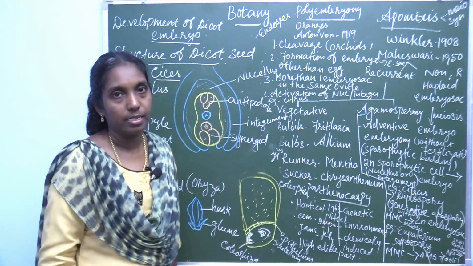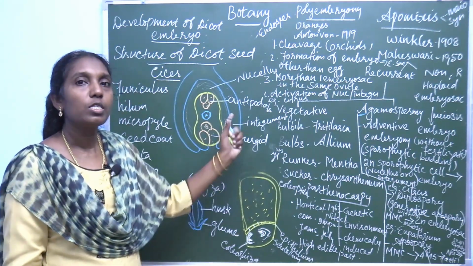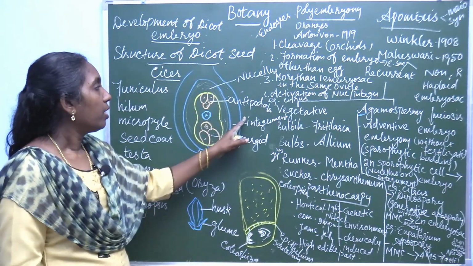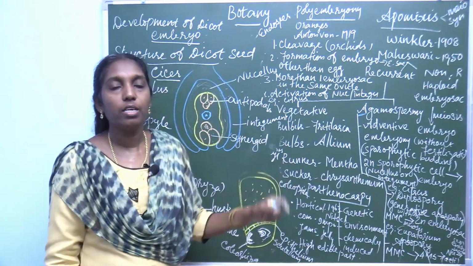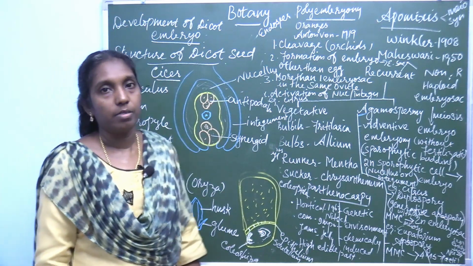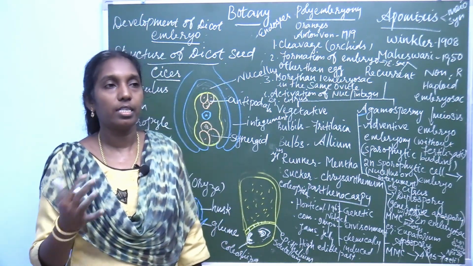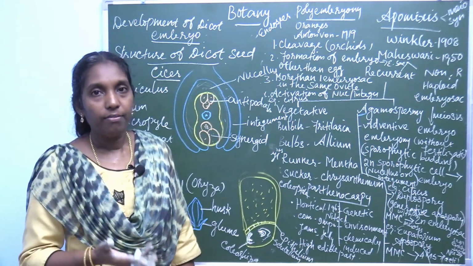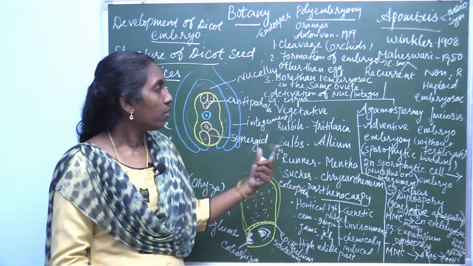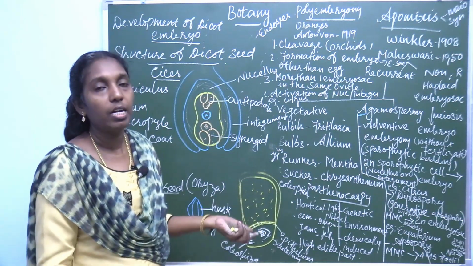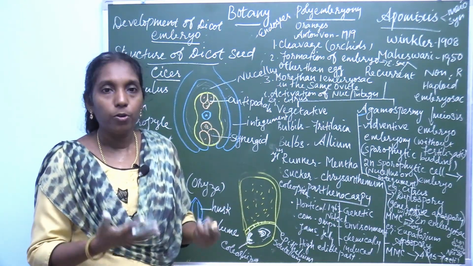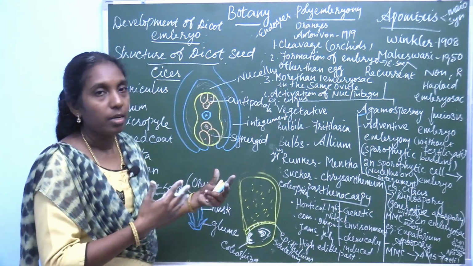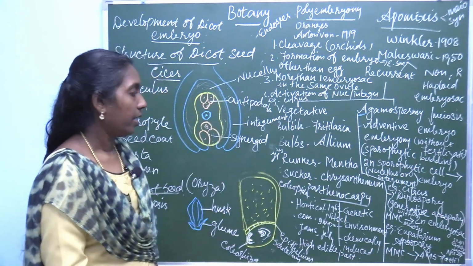Example, citrus. So, what is the use of polyembryony? It is mainly used in orchards, by those who maintain trees or shrubs for food. Polyembryony is practically applicable, and it is used for producing virus free plants. That is the practical application of polyembryony.